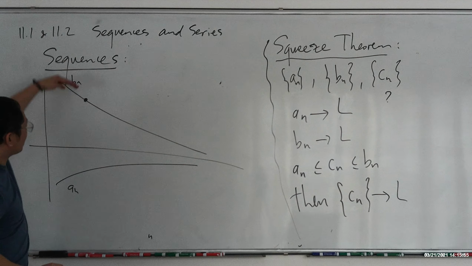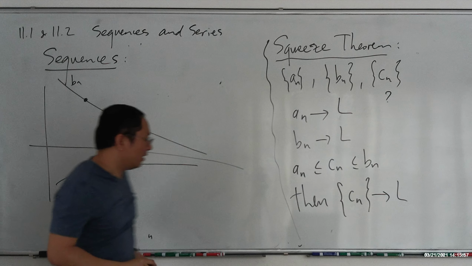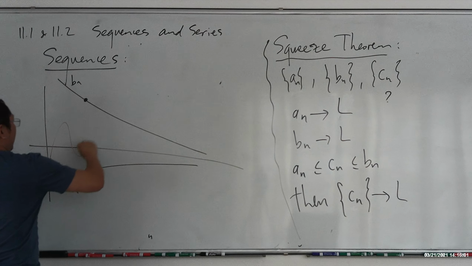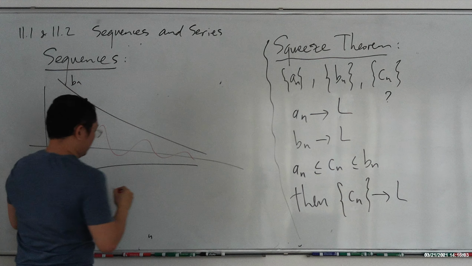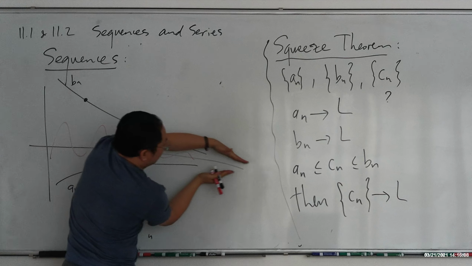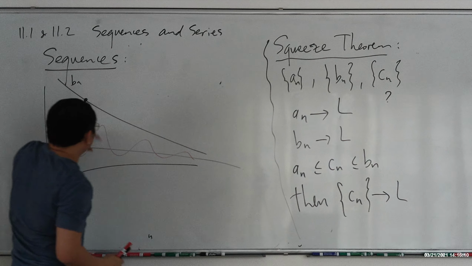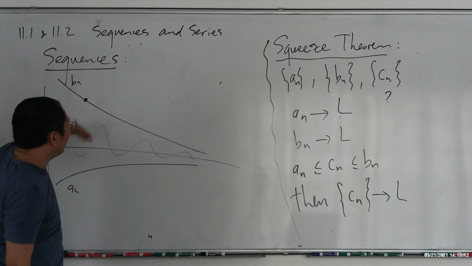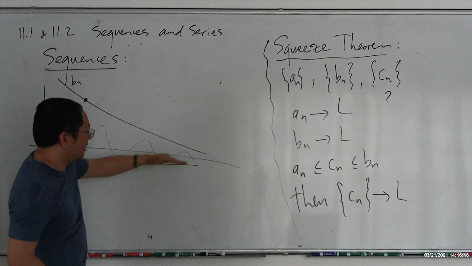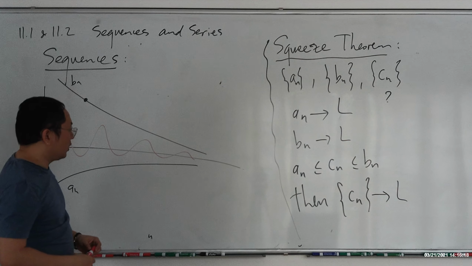Did I say backward? I'm sorry. BN is always bigger than AN right here. Okay. And CN could be something in the middle. It could be up and down. But eventually, when AN and BN meet at the same point when n goes to infinity, then it doesn't matter how naughty CN is. Eventually, it's going to flatten out because it's always squeezed between BN and AN.